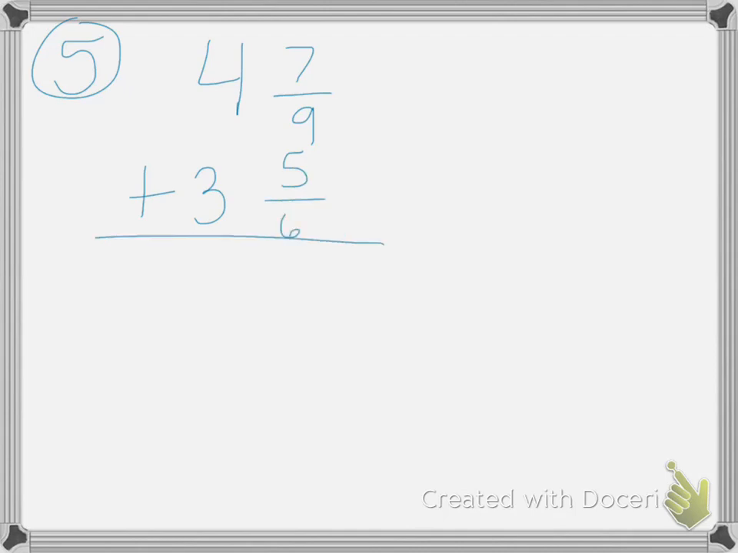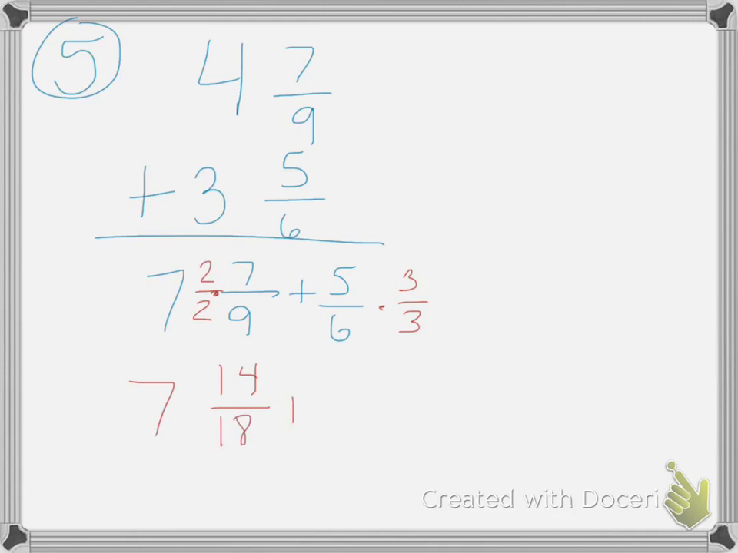For number 5, I've got 4 7/9 plus 3 5/6. So this will give me 7, and then I've got 7 over 9 plus 5/6. Once again, we do not have a common denominator. I need to make sure I get one. And so what I notice is that 18 can actually be the common denominator here. You're always welcome to use the multiply the denominators one. I'm just going to use 18 here. So I'm going to do 2 over 2 there, 3 over 3 here. So I would have 7 14 over 18 plus 15 over 18. Well, then I've got 7 29 over 18.